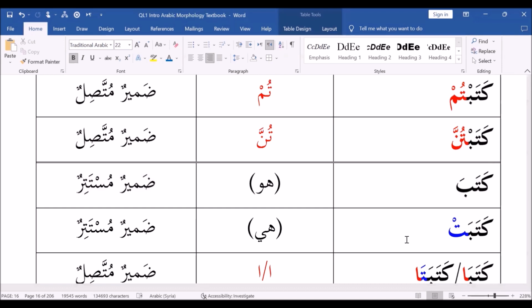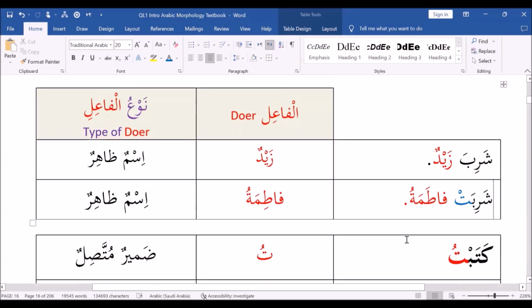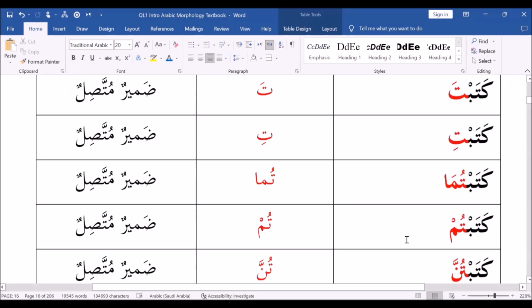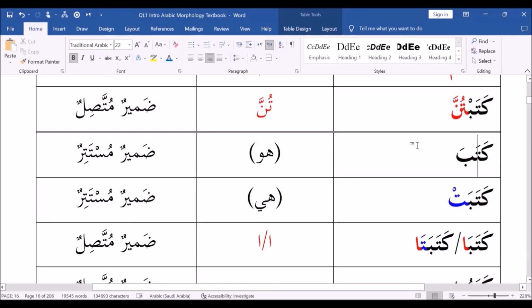So kataba does not have any pronoun connected to it. There's no red. So the ulama, the scholars of Arabic language, when they looked at a verb like this, kataba, they said, where's the fa'il? Because previously we can see the fa'il. It's either Zaid or Fatma or tu, na, ta, ti, tuma, tum, tunna. So they couldn't find the fa'il. So they said the fa'il must be hidden. Damirun mustatirun, hidden. And so because of the usage, they figured out that the fa'il is huwa.